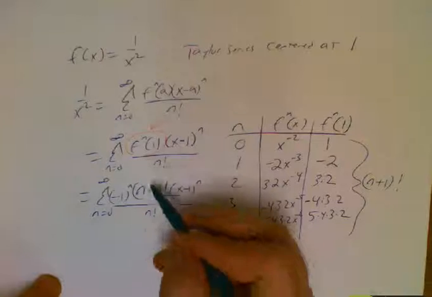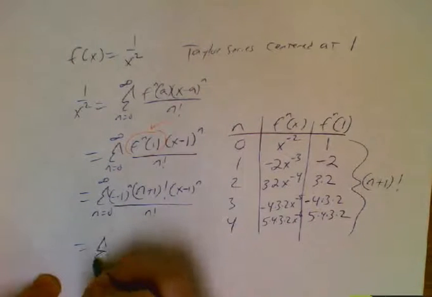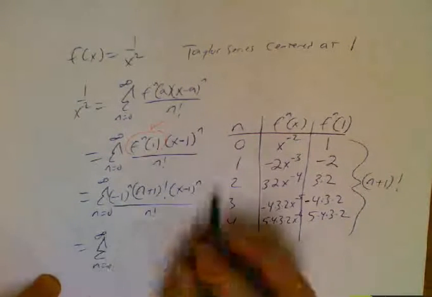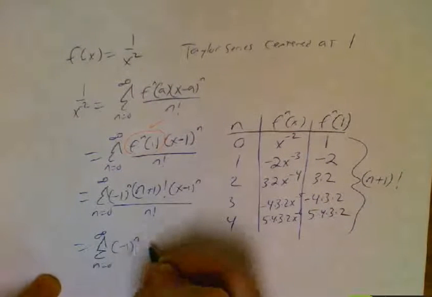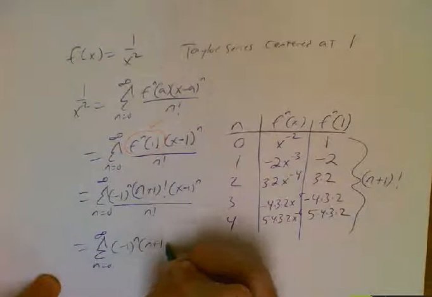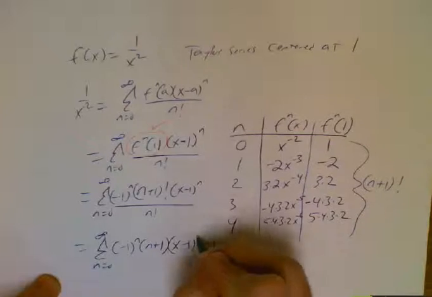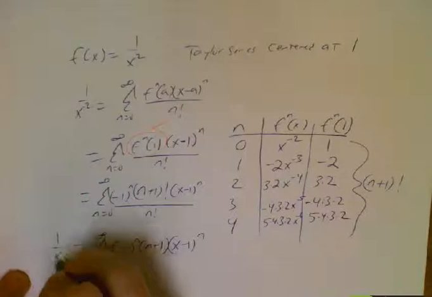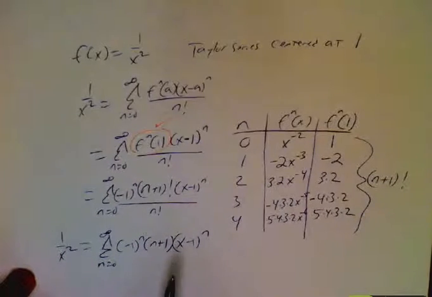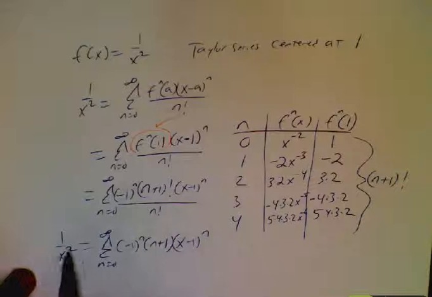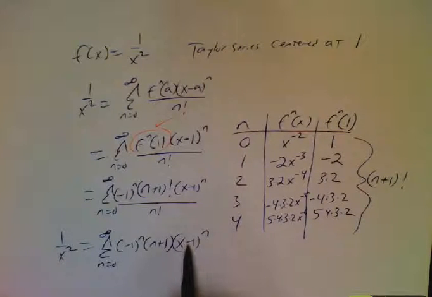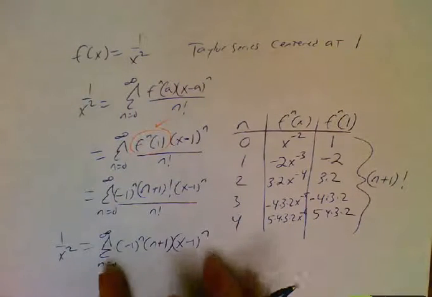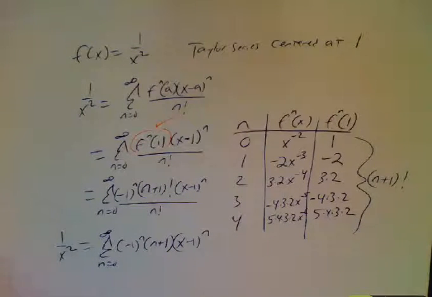And I can simplify this a little bit because n plus 1 factorial over n factorial is just n plus 1. So I have negative 1 to the n, times n plus 1, times x minus 1 to the n. And this is the Taylor series centered at 1 for 1 over x squared. If I were to list this out term by term around 1, I will get a polynomial that represents 1 over x squared.